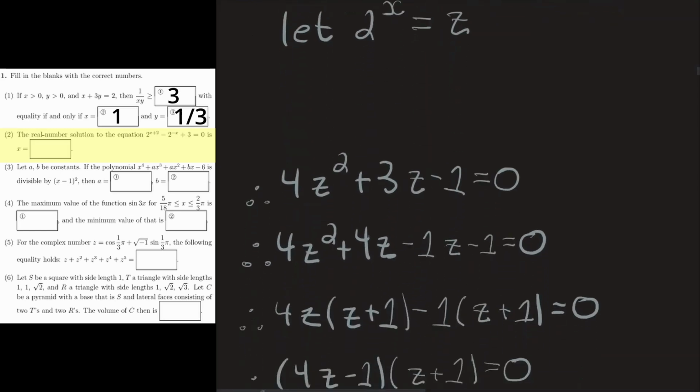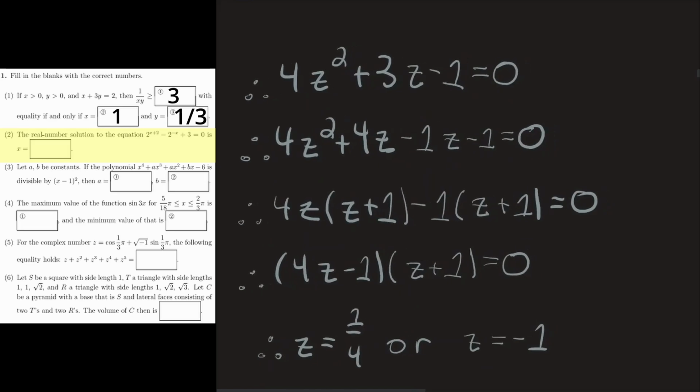So this is pretty clearly just a quadratic. And so now we can solve this quadratic. Thankfully, it's a pretty easy one. It doesn't require the quadratic formula. And if you do this, I'm not going to go through all the steps for time, but if you do this, you will see that z equals either 1 over 4 or negative 1.